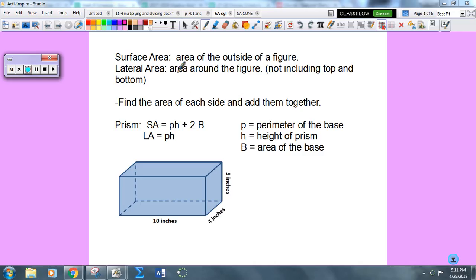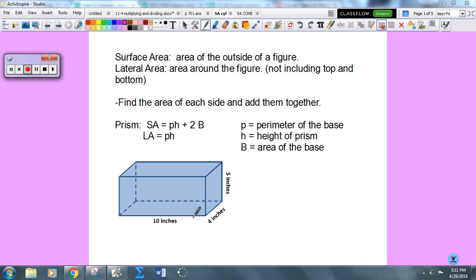Surface area is the area of the outside figure, what we would use if we wrapped a present. Lateral area is the area around, not including the top and bottom. So very much like a soup label or a label to a box. I need to find the area of each side and add them together.